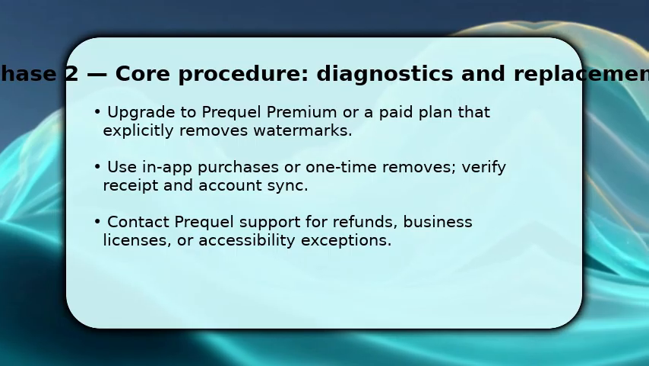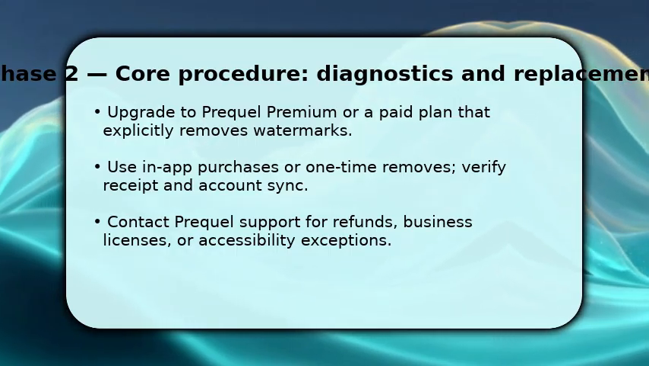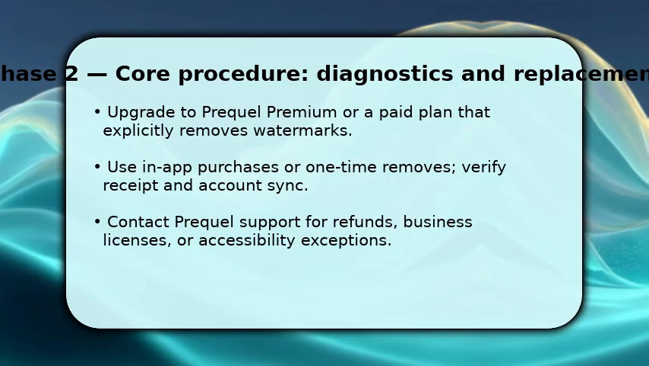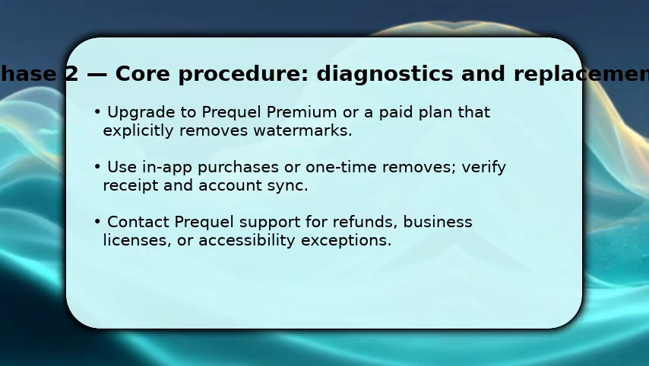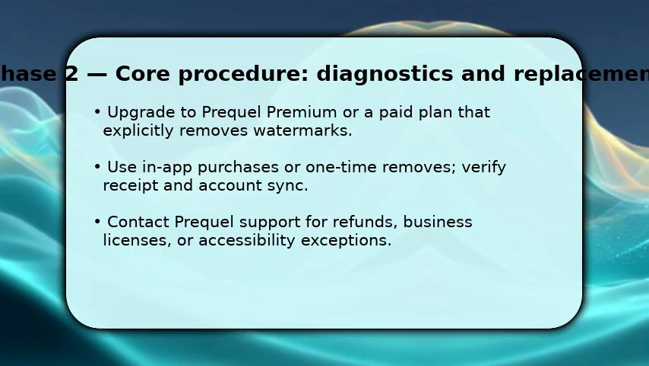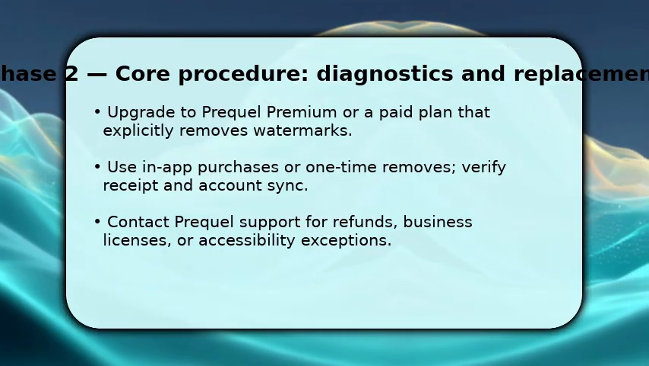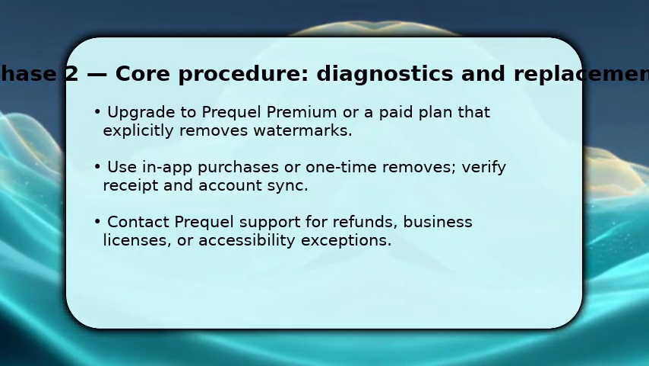If you represent a brand, request a business license or volume plan. And if something fails, contact Prequel support with order details. They can apply fixes or issue refunds. These routes respect terms and avoid risks.